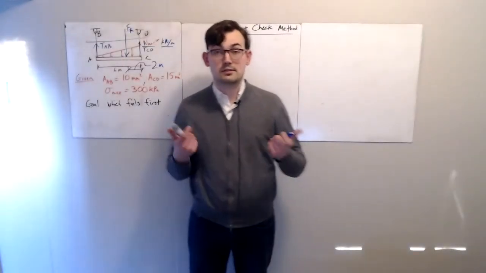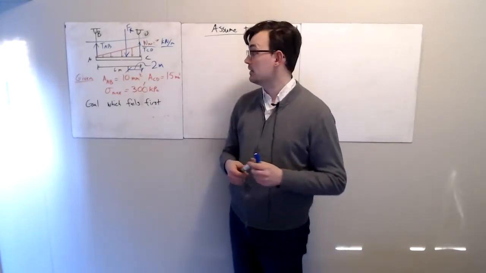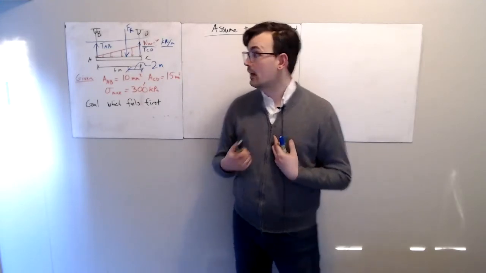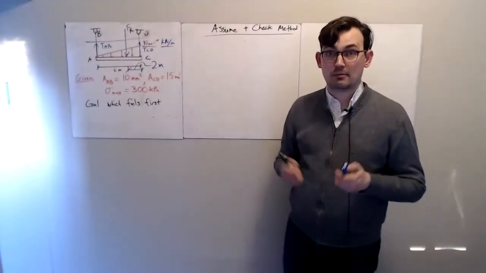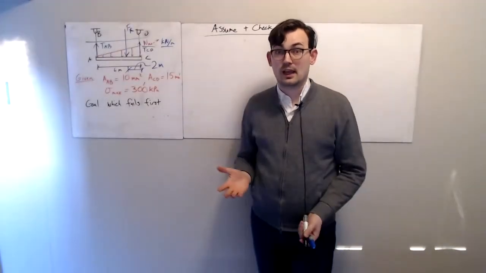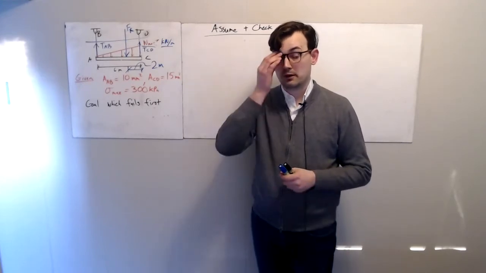Hello, class. Let's talk about the second method to solve one of these design problems, and we want to figure out which one fails first. My favorite method is actually the assume and check method. In the assume and check method, you arbitrarily pick one to fail, and then you go back and check to see if that's actually what's controlling, if that's the point of failure.